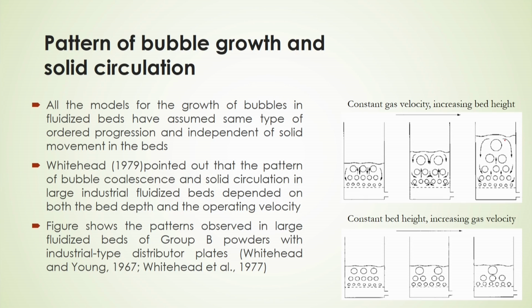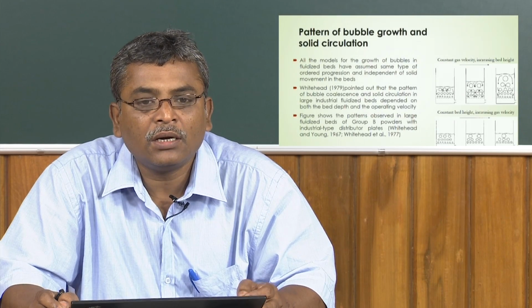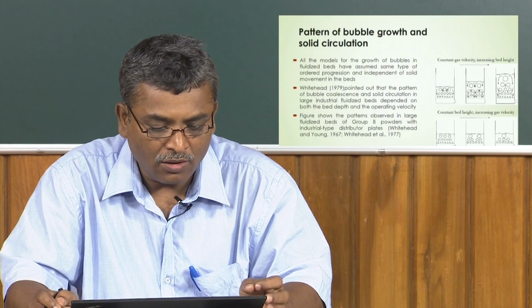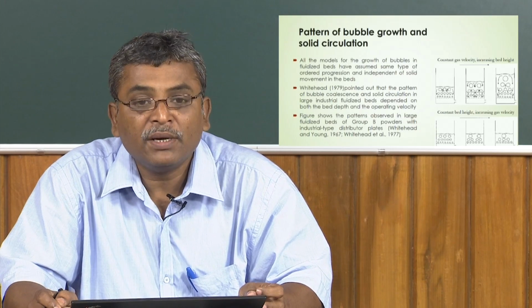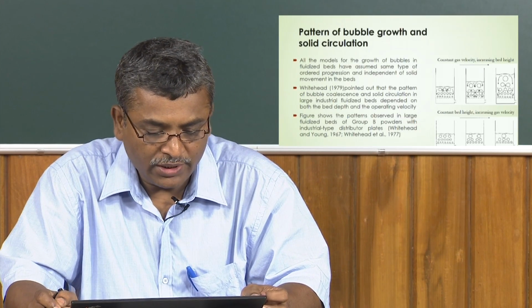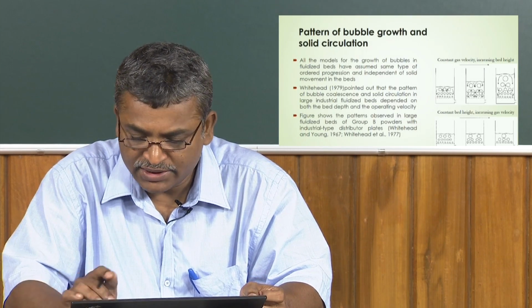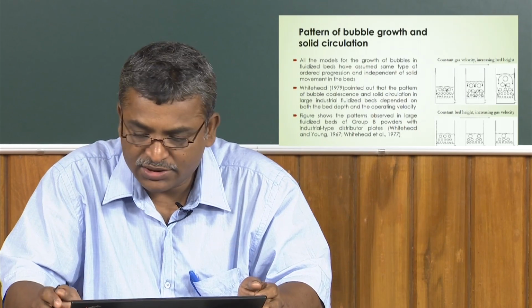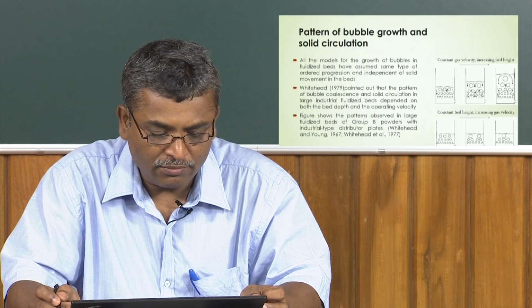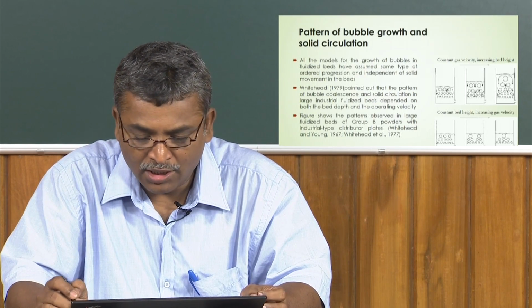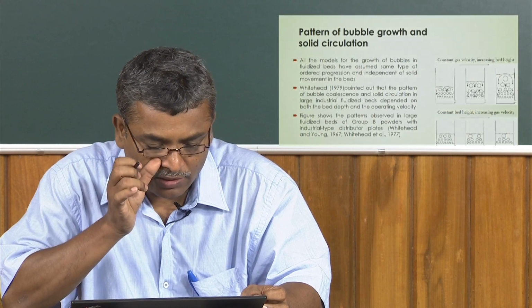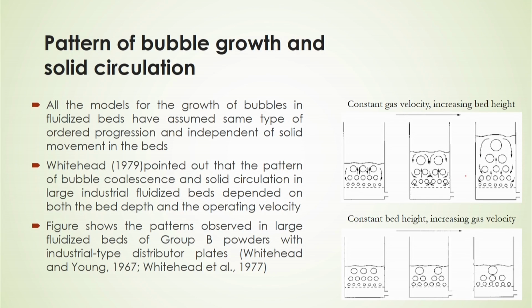In this case, you will see that all the models for the growth of bubbles in a fluidized bed have assumed the same type of ordered progression, independent of solid movement in the beds, whereas Whitehead in 1979 pointed out that the pattern of bubble coalescence and solid circulation in large industrial fluidized beds depends on both the bed depth and the operating variables. The figure also shows patterns observed in a large fluidized bed of group B particles with industrial type distributor plates.